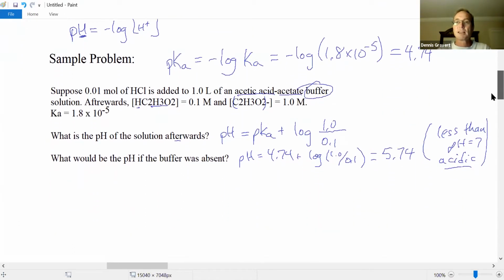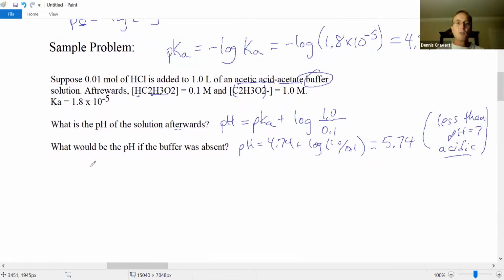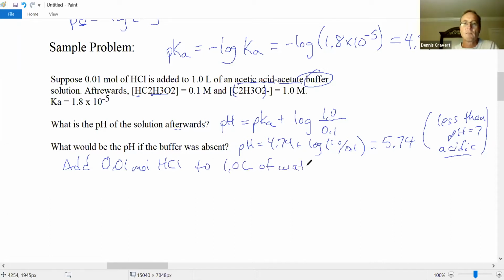To give you some context, then I asked the second question, hey, what would be the pH if the buffer was absent? So if there's no buffer, then all we're going to do is add 0.01 moles of HCl to 1.0 liters of water, right? So if we didn't have the buffer present, we still have a 1 liter solution. Well, it'd just be pure water because no buffer would be in it. And we're still going to add the same amount of acid.